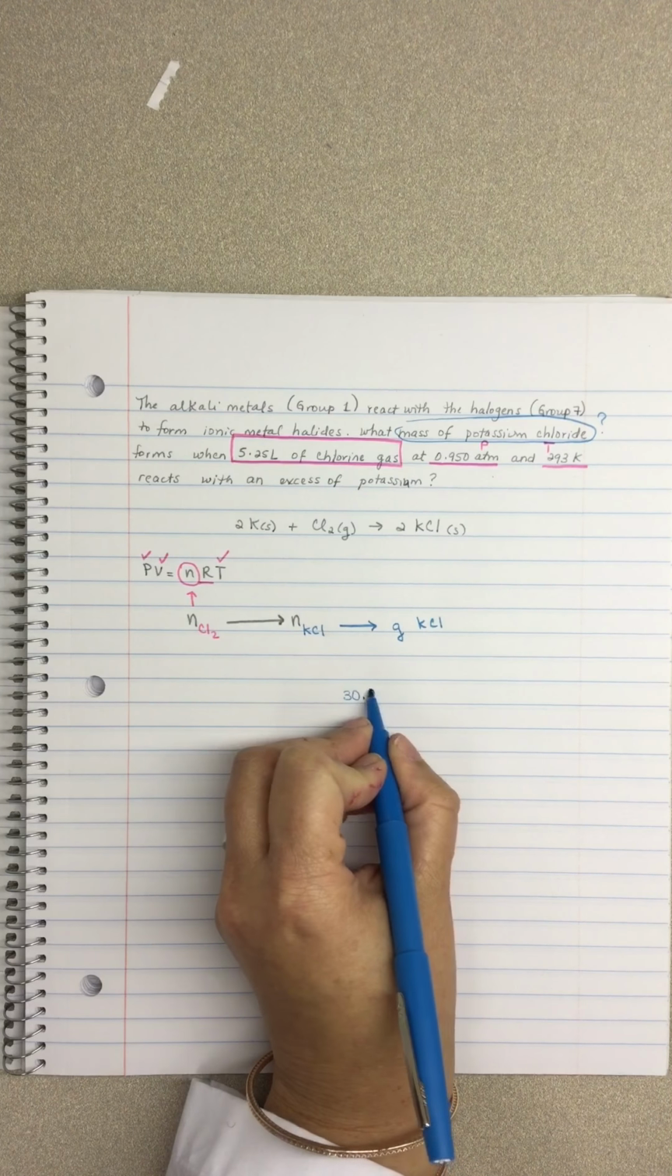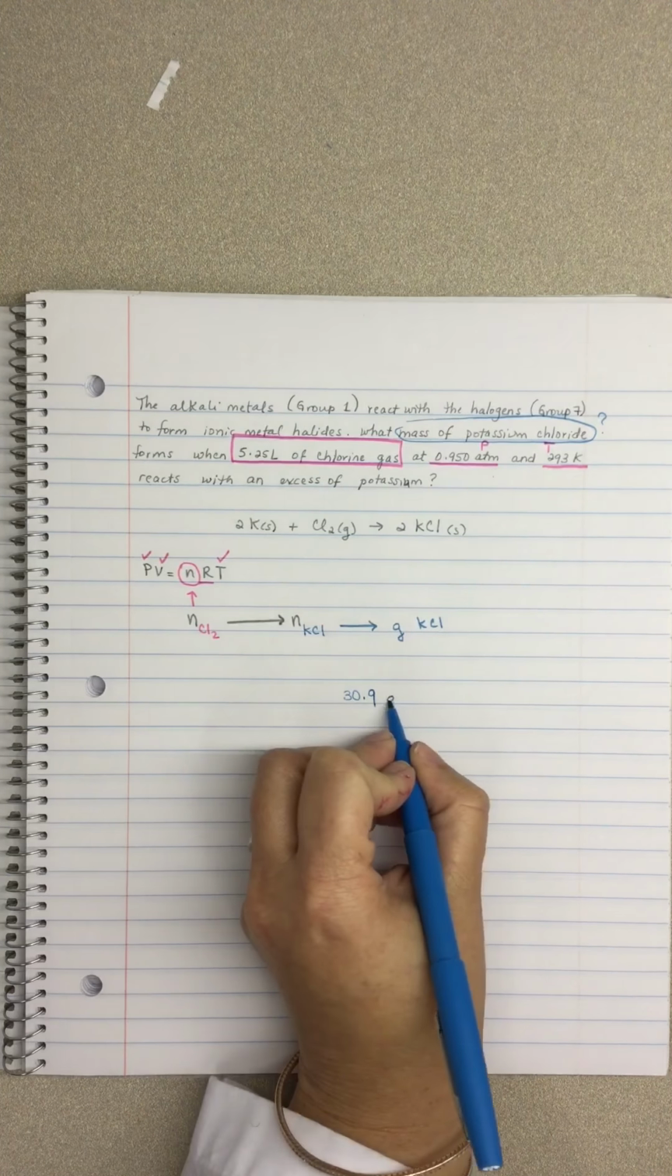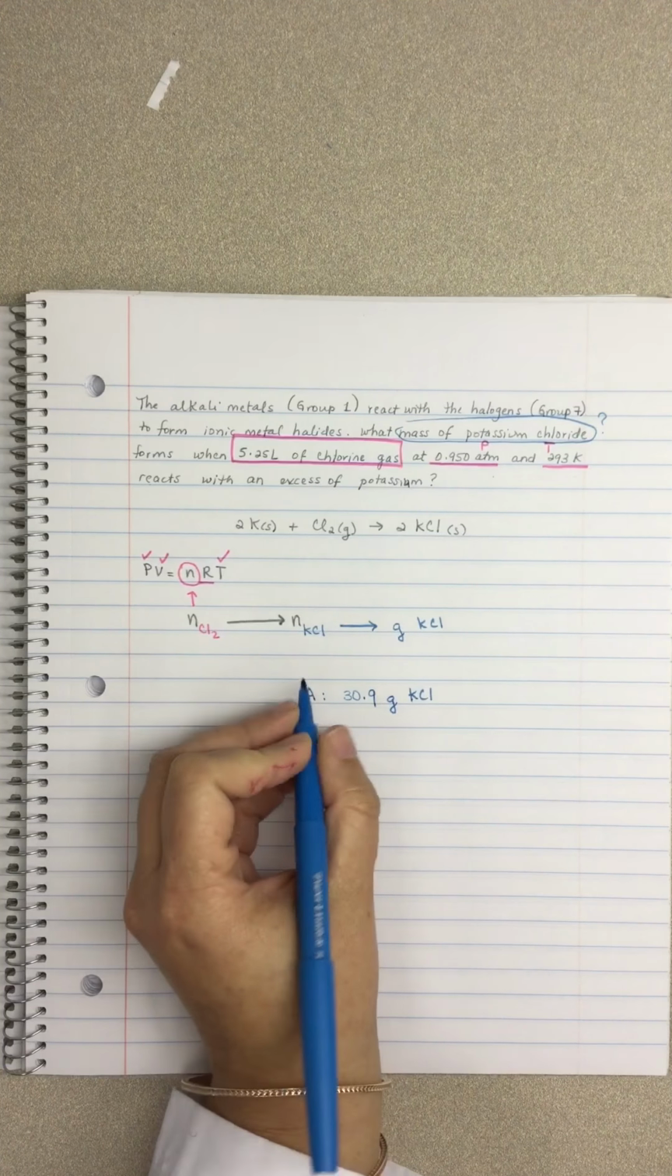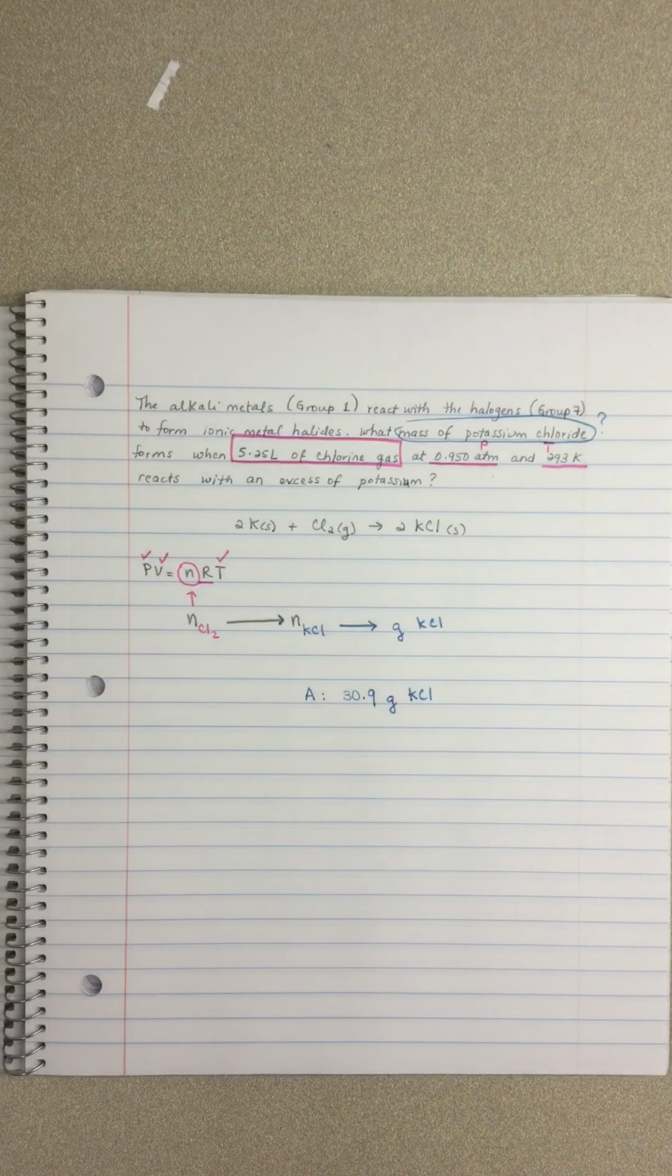.9 grams of KCl. Something close to 31 grams of KCl should be the answer for this problem.